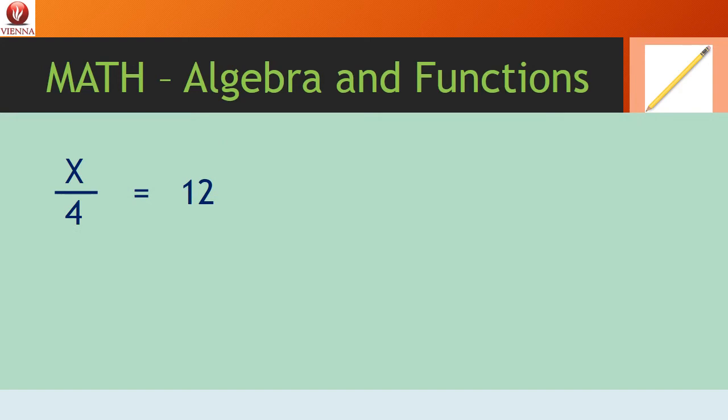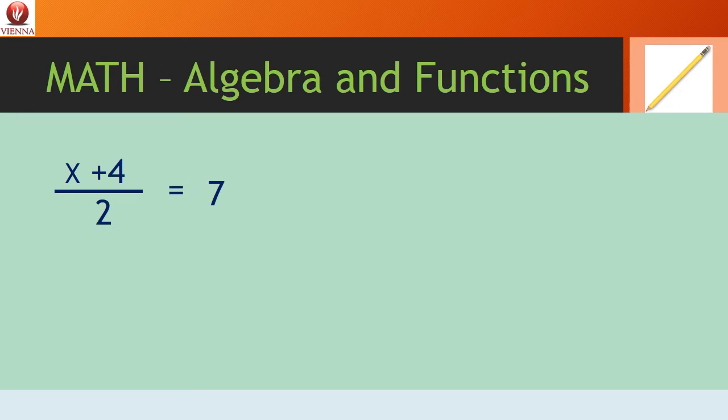Now, x over 4 means x divided by 4. So if it's divided by 4, in order to get rid of it, we need to multiply by 4. And that will get rid of the denominator of 4. So times 4 on both sides would be 4x over 4 equals 12 times 4. Those cancel. X equals 12 times 4, or x equals 48.